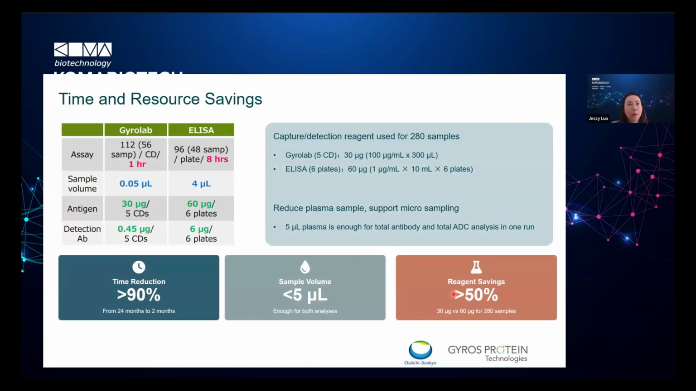And not only the time, but also the consumption of the samples and the capture and detection reagent. We are using quite a bit less than the ELISA platform. To just quickly summarize, the time reduction is more than 90%, and for sample volume, we consume less than 5 microliters for each well, and the reagent saving is quite optimal.